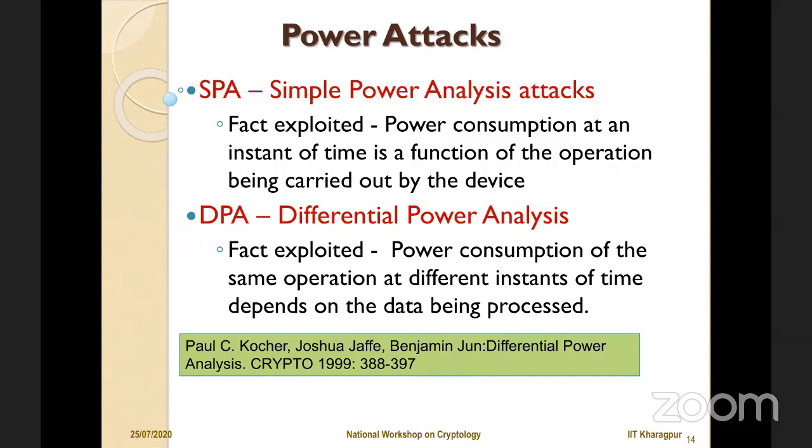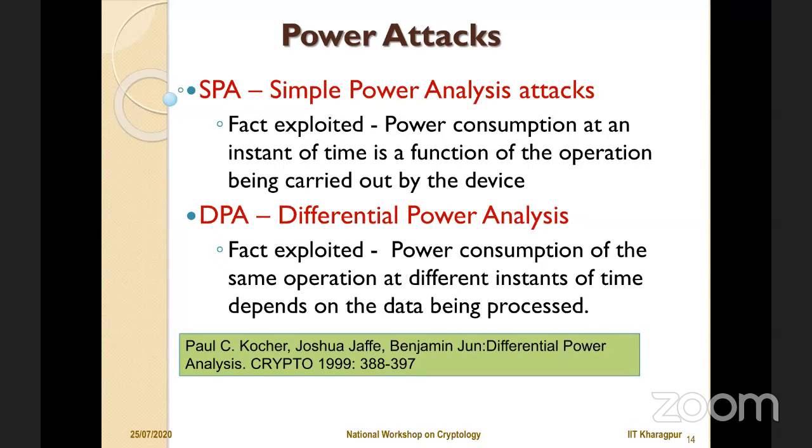And what a simple power attack tells you is that the power consumption at an instance of time is a function of the operation. That means the power consumption for squaring and for multiplication are different. That is what you would like to pick up in your side channel trace. If you find differences, then you know that a multiplication is being done compared to other instances when a squaring is being done. That opens up the avenue for side channel attacks, called simple power analysis, abbreviated as SPA.